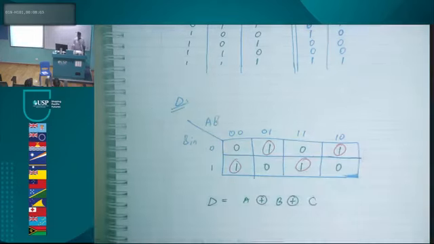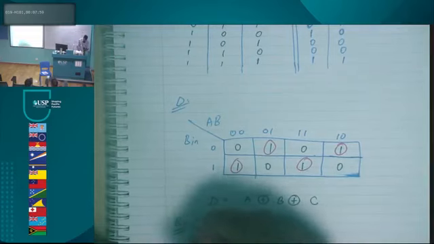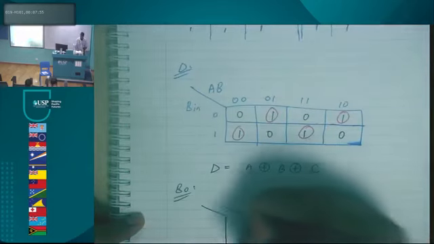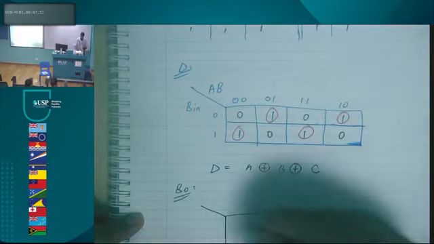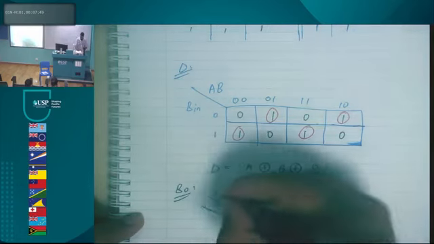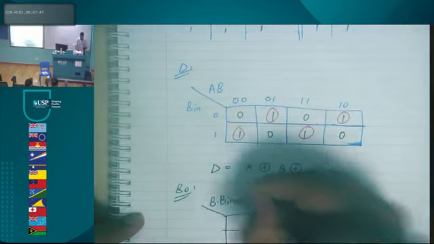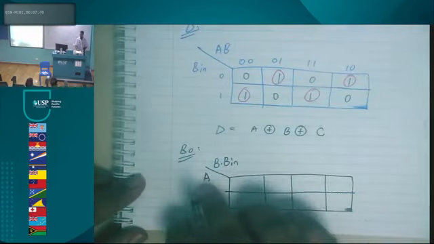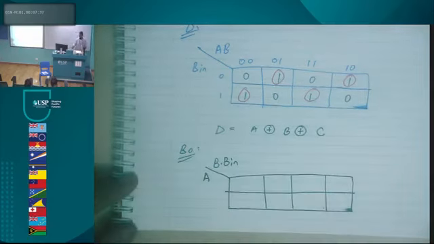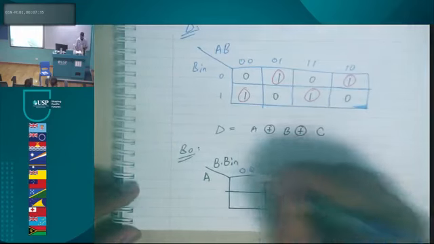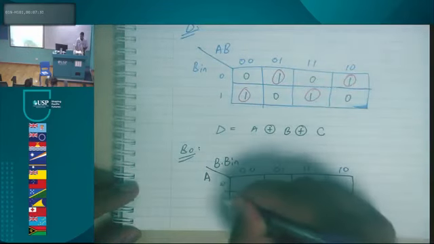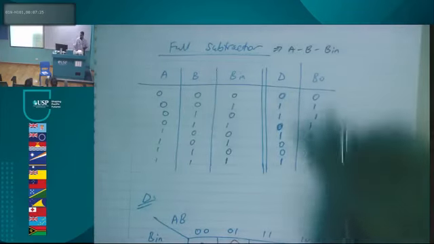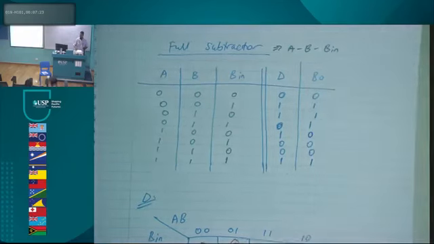Let's now talk about B out, borrow out. I'm just going to show you, for your learning purposes, I flipped it over. I put B and B in on this side, and I've put A on this side. Just for fun. It'll give you the same answer in the end, 0, 0, 1, 1, 1. Of course, I'm looking at the truth table over here.